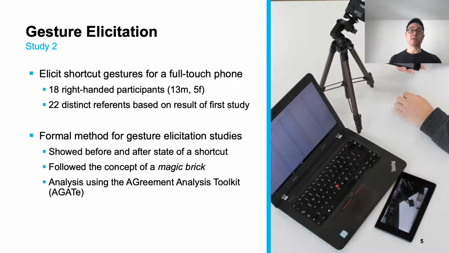The second step is to understand how users prefer to perform shortcuts on a fully touch-sensitive smartphone to access frequently used functions. We conducted a gesture elicitation study with 18 right-handed participants and showed them 22 distinct references based on our findings of the first study. We used the formal method for gesture elicitation studies by Wobbrock et al. and showed participants the before state and the after state of a shortcut, and then asked them to come up with a gesture. We gave them a smartphone that we treated as a magic brick that is able to recognize any gesture. We derived the gesture set using the Agreement Analysis Toolkit.